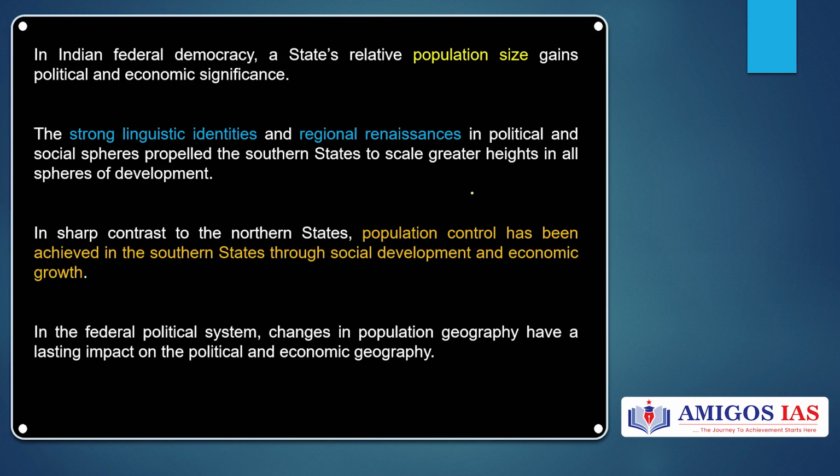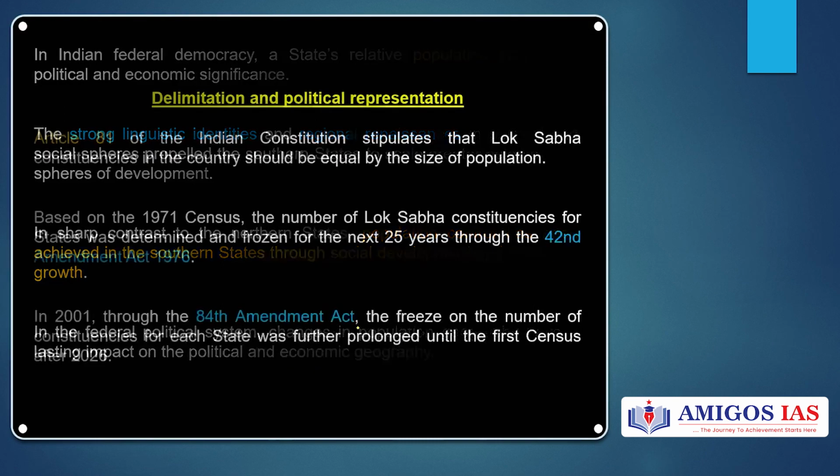But in the northern states, because of backwardness, population control has not been achieved as it was in the southern states. In southern states there is social development and economic growth, which is what is lacking in the northern states. So what matters basically is, in the federation, how to balance the interests of the various federal units. Changes in population geography will also affect the political and economic geography. How? We will see that.